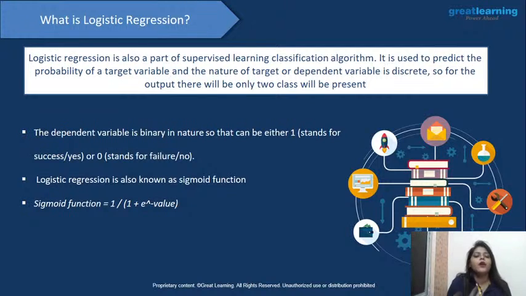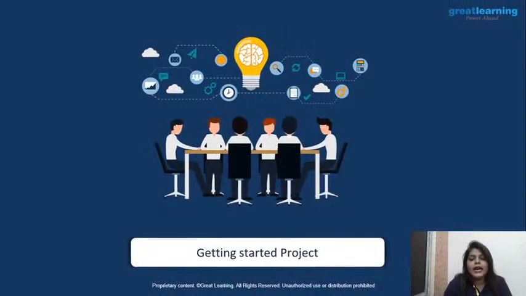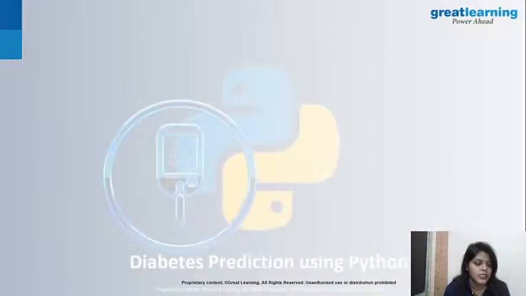Now you can see there is something called the sigmoid function in logistic regression. If you are from a science background, you should have heard this term. The sigmoid function is equal to 1 divided by 1 plus e to the power minus value. So this is pretty much about logistic regression, and we have talked about lots of types of machine learning, so let's get started with the project.